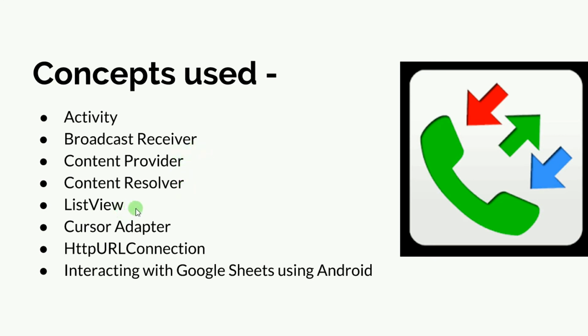A list view has been used to display this list, like you could see there. Then cursor adapter, basically this adapter forms a bridge between this list view and the content that we receive from a content provider and resolver. We will also be using the HTTP URL connection class so as to connect with the Google Sheet and send data to that Google Sheet.